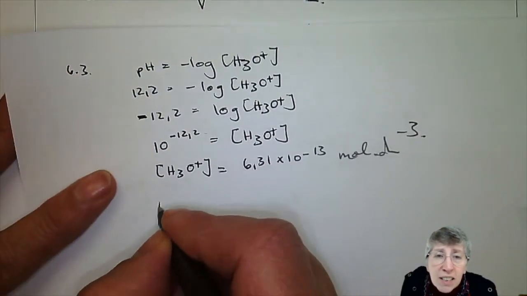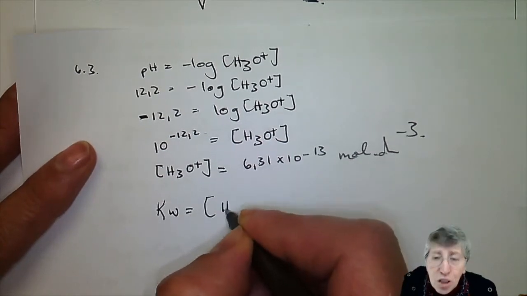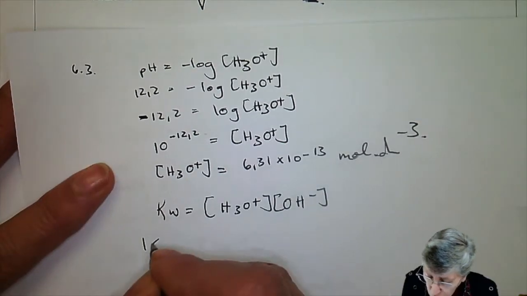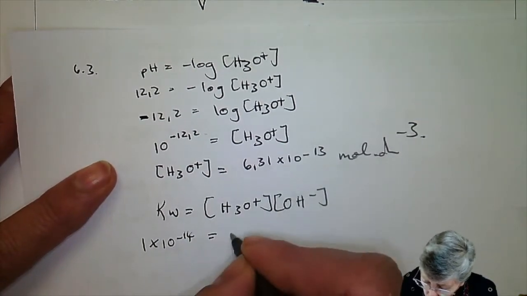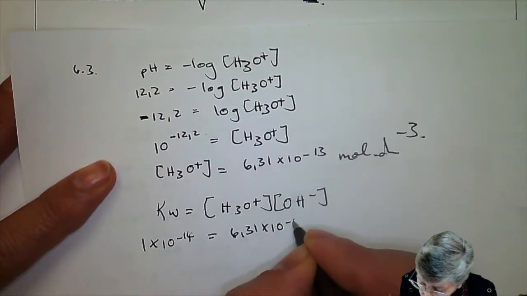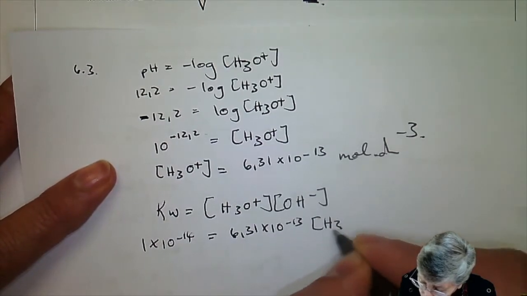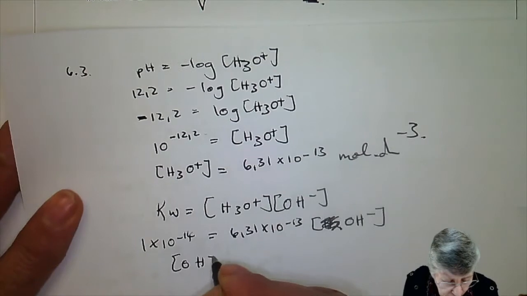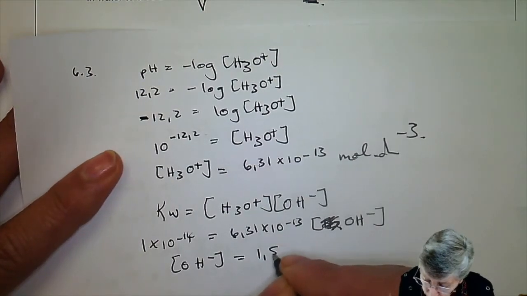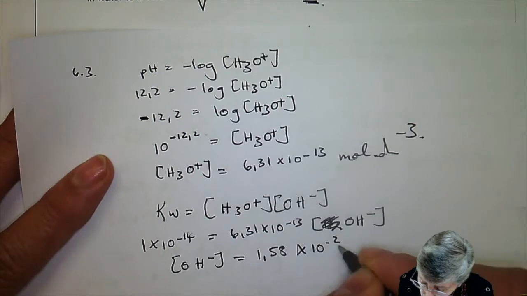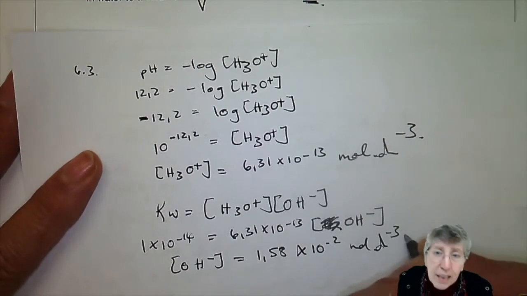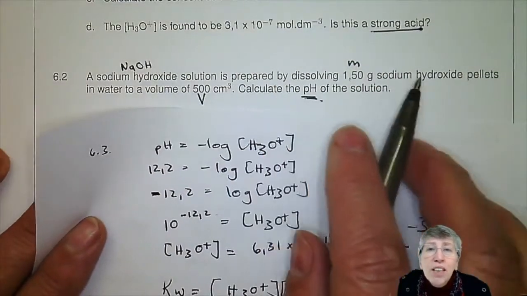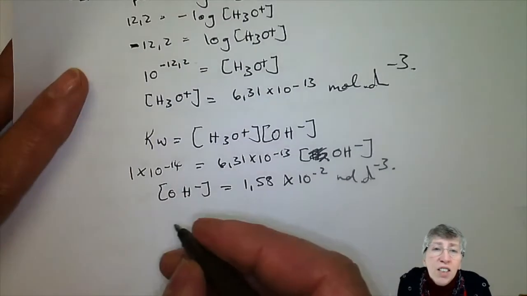So the next one is doing the Kw, to say H3O plus times OH minus. So this is 1 times 10 to the minus 14 equal to 6,31 times 10 to the minus 13 times my OH minus, right? And that gives you an OH minus concentration of 1,58 times 10 to the minus 2 moles per cubic decimeter. Right, so what do I have? OH minus, but I want to have not the OH minus, but the sodium hydroxide. So how do I go back?